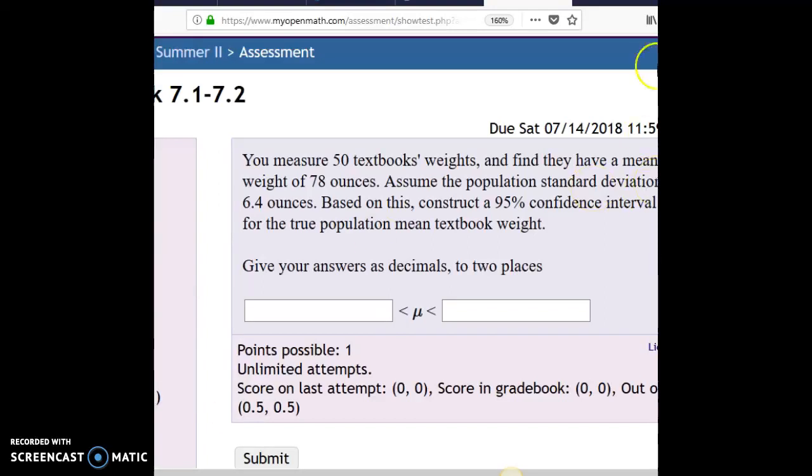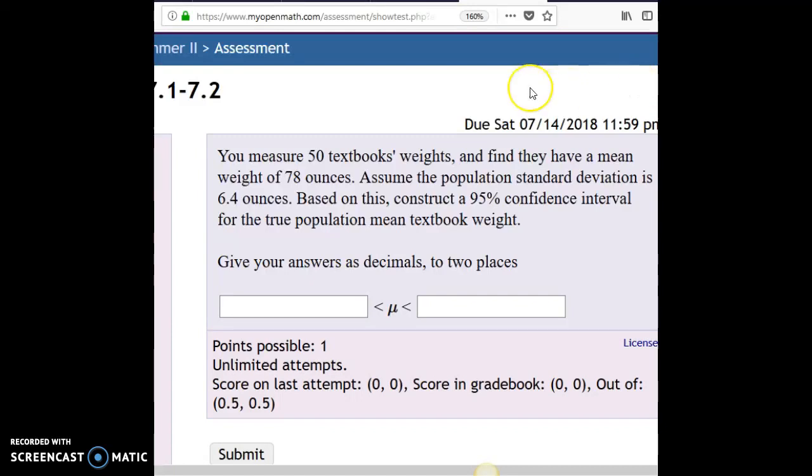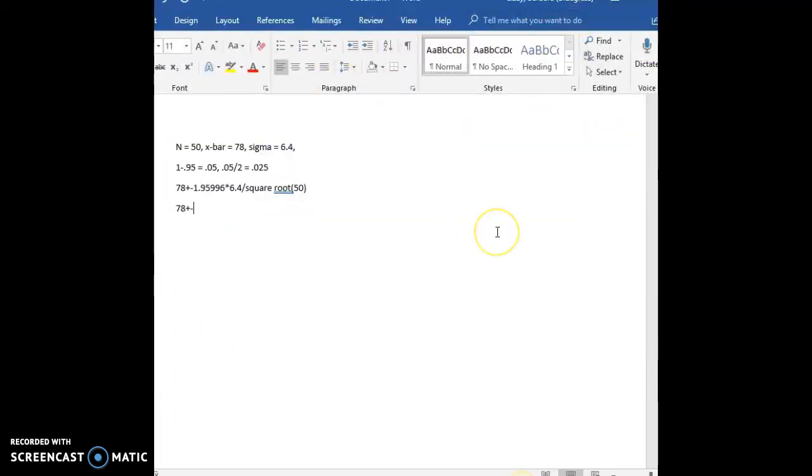All right, so we are going to look at one of our 7.1-7.2 homeworks. It says you measure 50 textbooks' weights and find the... Okay, so when I put all of that in my calculator, I got 1.77395. Now, I probably don't need many decimal places.